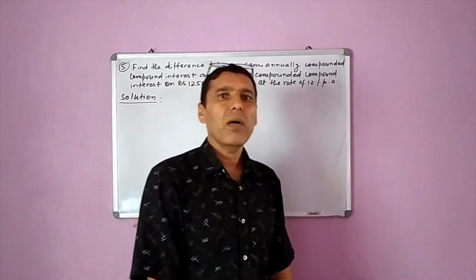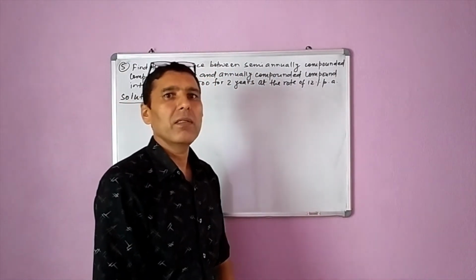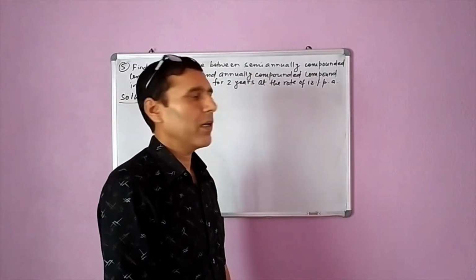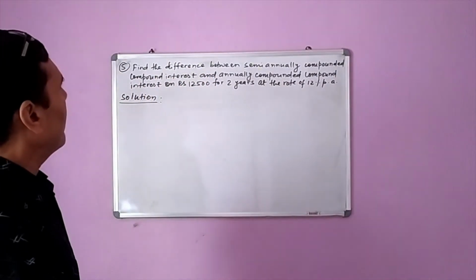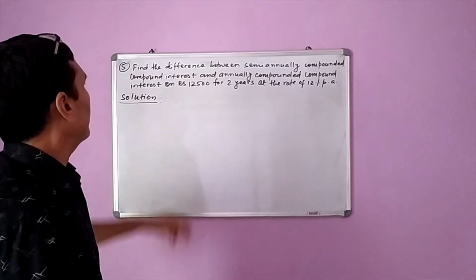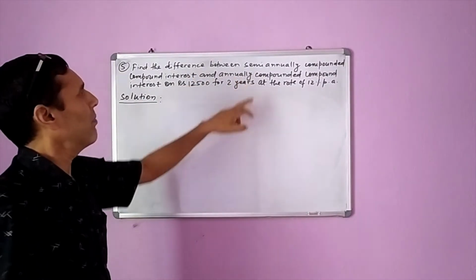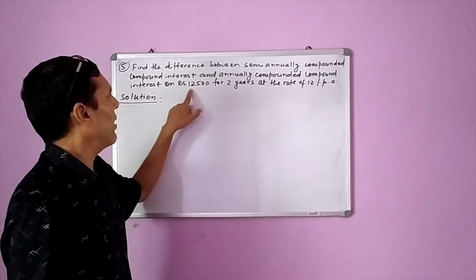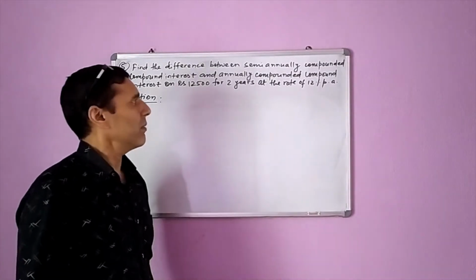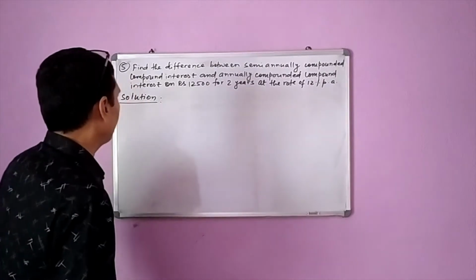We are solving the problems on compound interest. Today also we are solving some more questions on it. So our next question is question number 5. Find the difference between semi-annually compounded compound interest and annually compounded compound interest on rupees 12,500 for 2 years at the rate of 12% per annum.